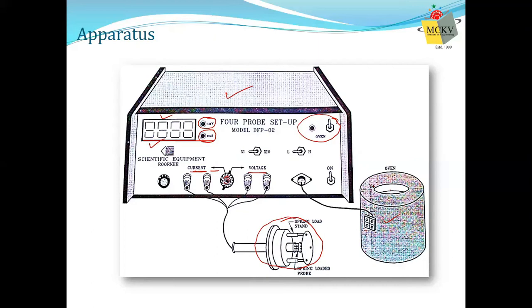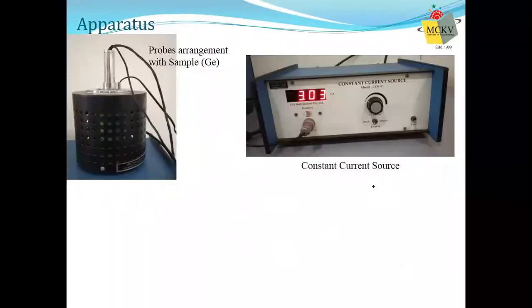How can we measure the temperature? Either we can use a thermometer, or we can use a digital meter also, like in this setup. So here again, this is the oven in which the probe arrangement with the sample is placed. As I was saying, we can supply the current from a current source. So this is the current source, which also measures the amount of current. Like here we are observing that it is showing 3.03 milliampere.